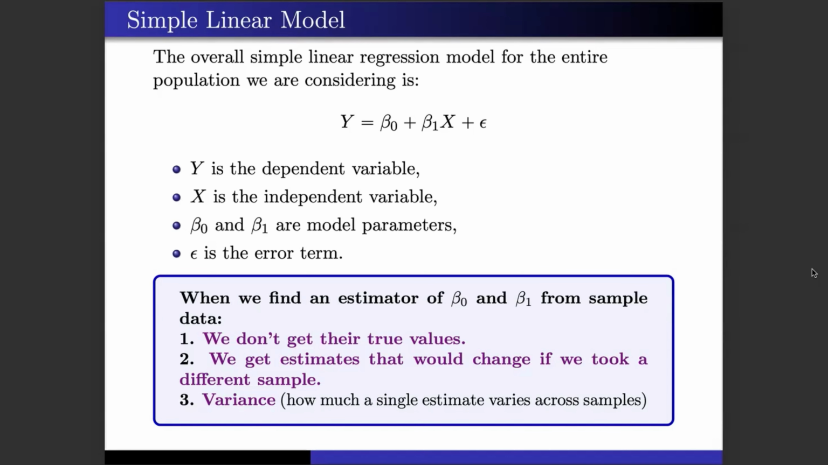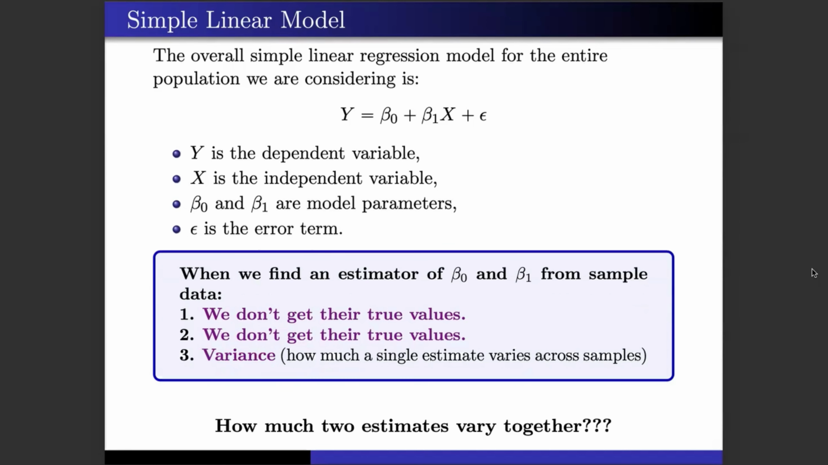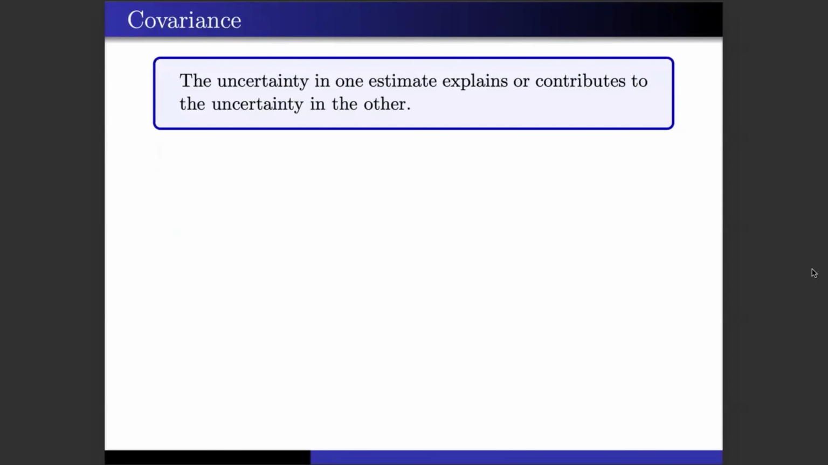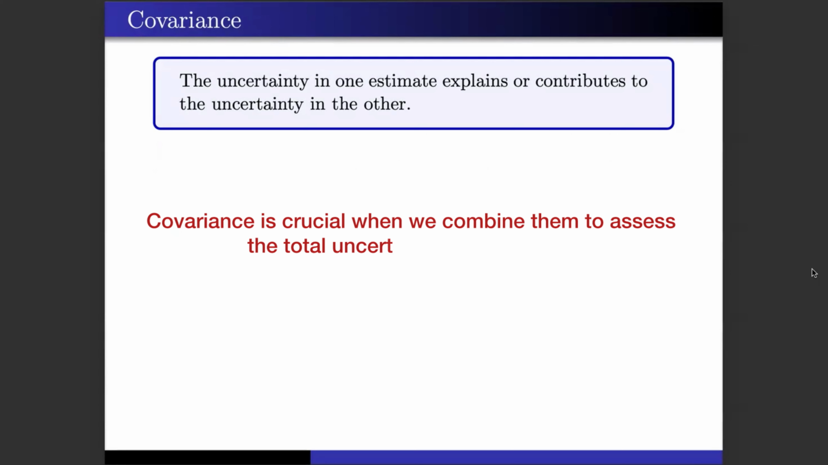But then we have another question. How much do two estimates, beta naught hat and beta 1 hat, vary together? And that's where covariance comes in. Covariance between these estimates helps us understand how their estimation errors are related. And this is crucial when we combine them to assess the total uncertainty in predictions.